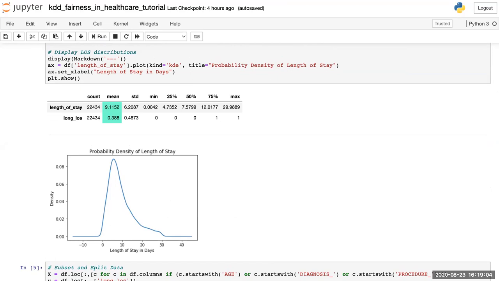We've also added a binary feature, which will be the target for our models, called long LOS, indicating that a given length of stay is either above or below the mean. In this case, the mean value for long LOS is about 0.39, meaning that about 39% of the observations in the data set have a length of stay above the mean.